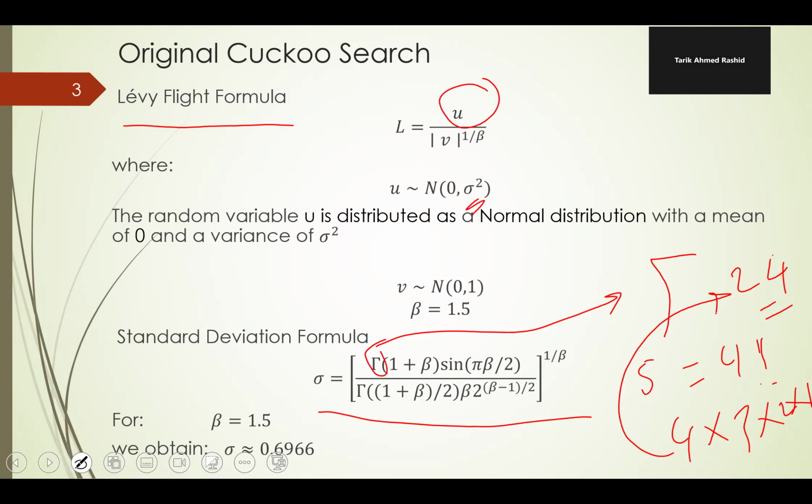Now, 1 plus beta, where beta is 1.5, so 1 plus 1.5 is 2.5, for example, and then 2.5 minus 1, the factorial of it. That's how we find the tilde. So this is the equation of the variance. The variance will be plugged here. You find U, and U will be plugged here, and V you can find from here, which is a normal distribution between 0 and 1.